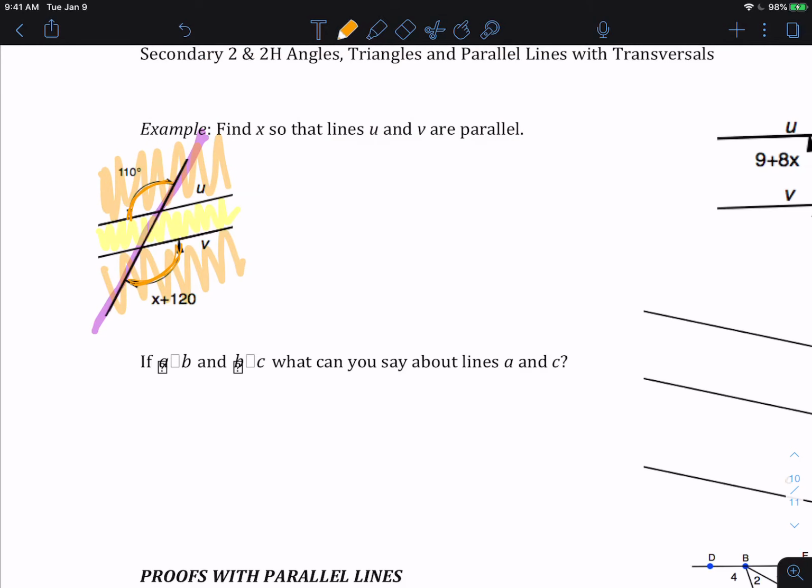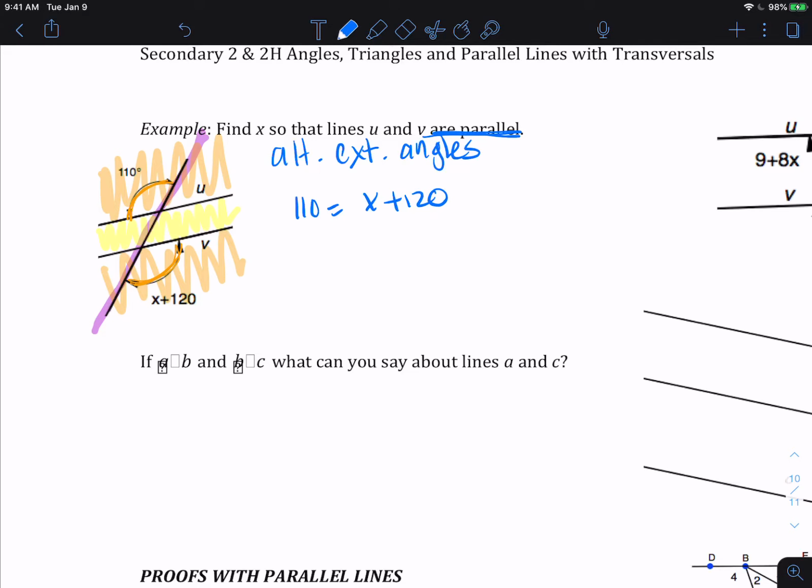So these two angles, the relationship that we call these two angles, are alternate exterior angles. Okay, so what we can do is use the alternate exterior angles converse theorem, which says if your alternate exterior angles are congruent, then the lines are parallel. So if we want the lines to be parallel, which is what the instructions say, we need 110 to be the same as x plus 120.